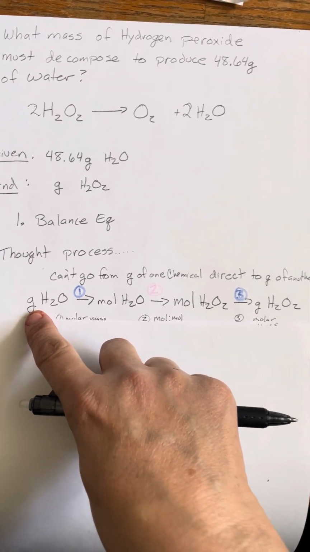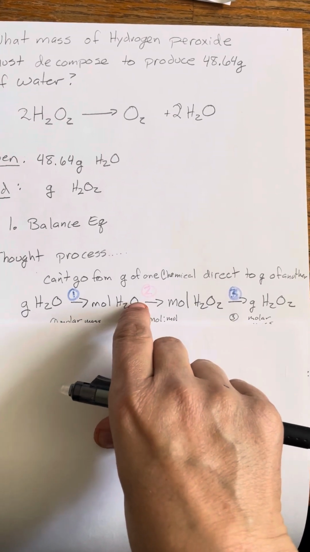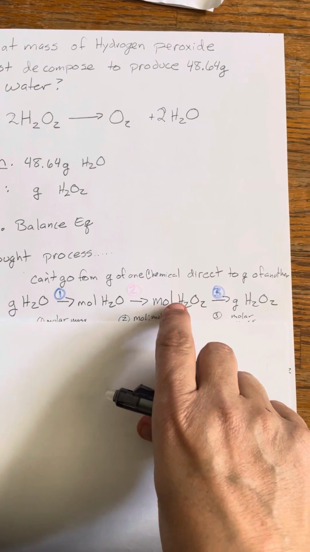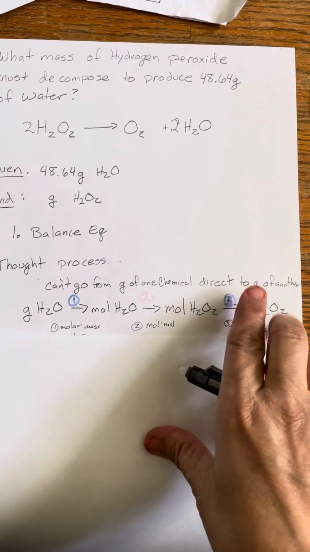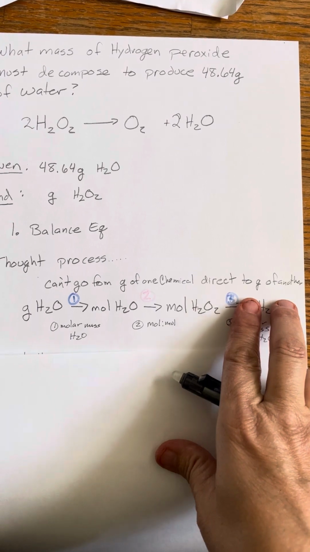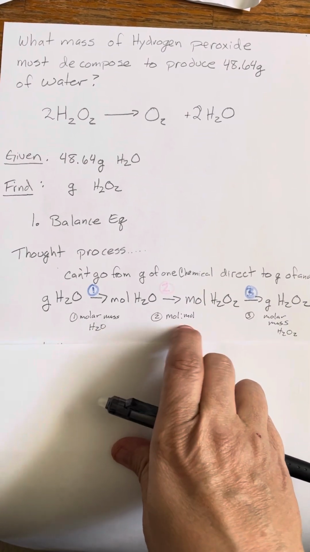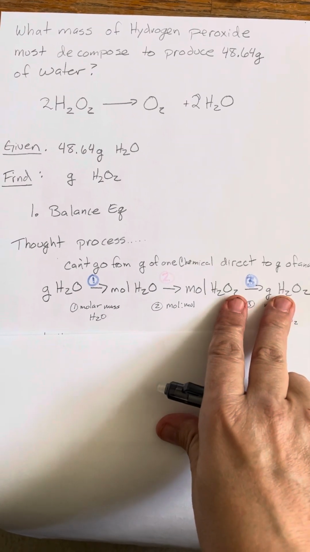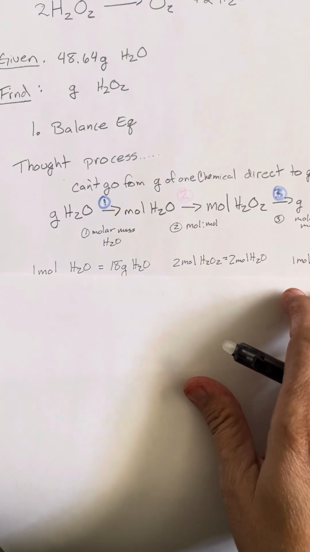I'm going to go from grams of water to moles of water, right? And I'm going to go from moles of water to moles of hydrogen peroxide, and moles of hydrogen peroxide to grams of hydrogen peroxide, okay? So what am I using? I'm using the molar mass, the mole-to-mole ratio, and the molar mass of this. So now you have to find all these little equations or little steps, okay?